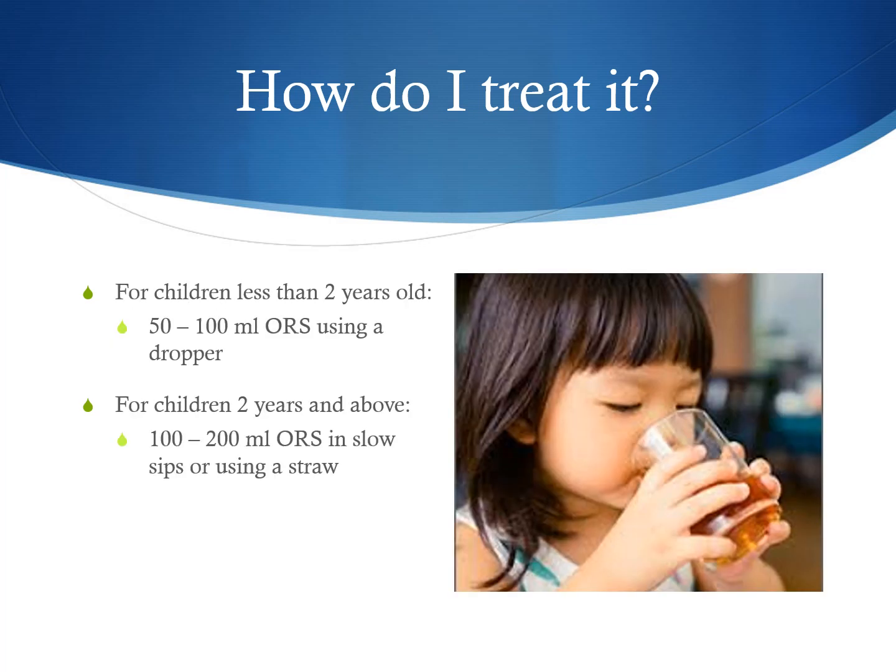So what is the dose of ORS 75? For children less than 2 years old, we give them 50 to 100 ml of ORS 75 using a dropper. And for children 2 years and above, we give them 100 to 200 ml of ORS 75 in slow sips or using a straw. So this is a good example. The child here, this is Ami. This is a good example of how you should drink ORS 75.